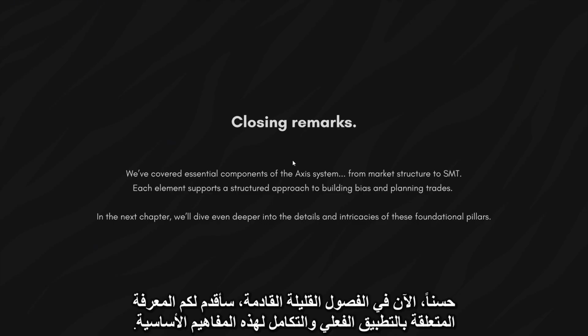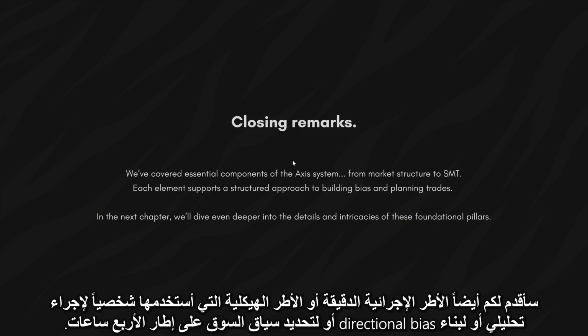Now in the next few chapters I'll be providing you with the knowledge regarding the actual application and integration of these core concepts. I will also be providing you the exact procedural or structural frameworks that I personally use to perform my analysis, to build a directional bias, or to define a market context on the 4 hour. I'll be giving you all of those frameworks as well.